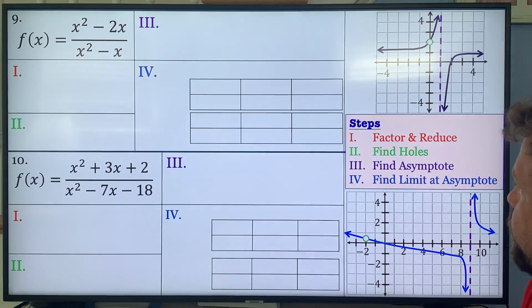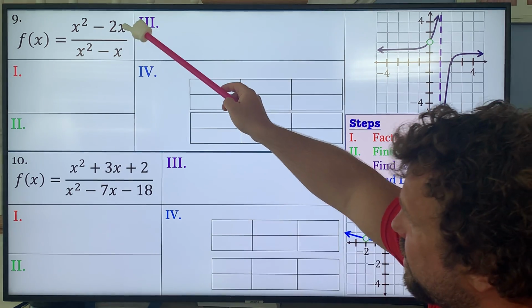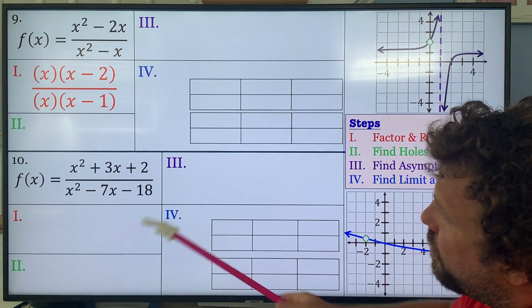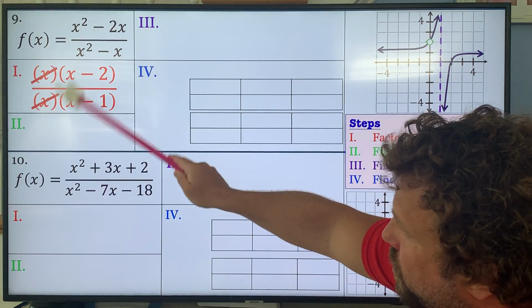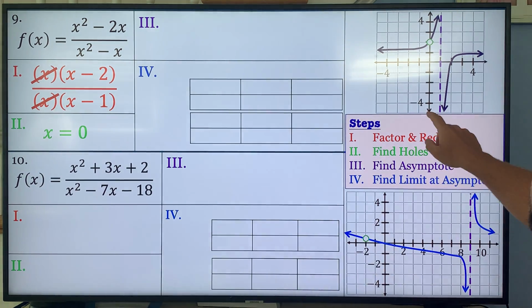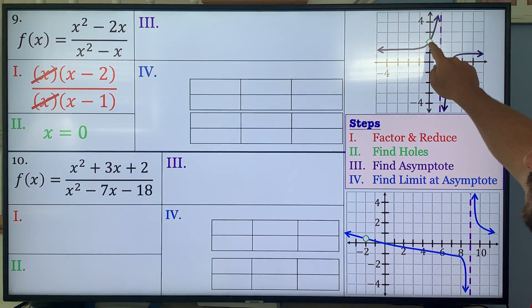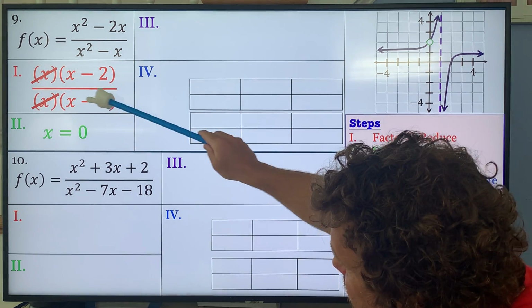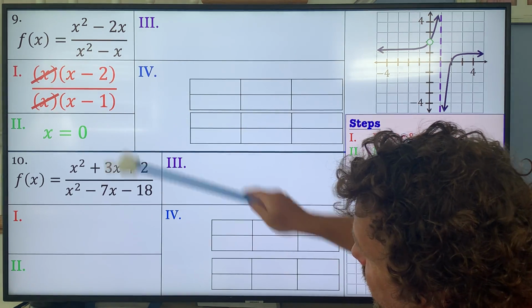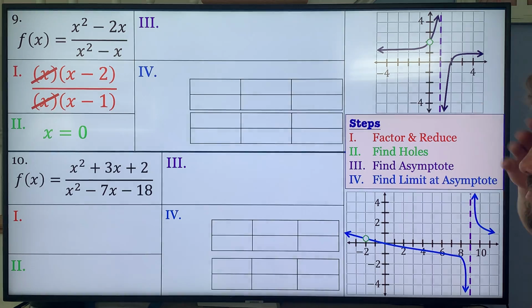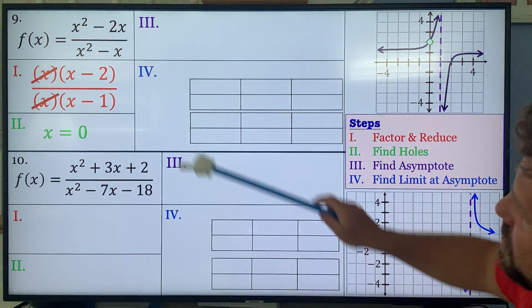Got it? Let's go. Factor and reduce. I could take an x at the top, x at the bottom. All right. What cancels out? The x's. So what is my hole at? X equals 0 is the hole. Here's my graph. X equals 0 is my hole. What is the y value at 0? We'll just plug 0 in here. 0 minus 2 over 0 minus 1. Negative 2 divided by negative 1 is 2. 0, 2. There's my hole. Easy. 2, find the asymptotes.